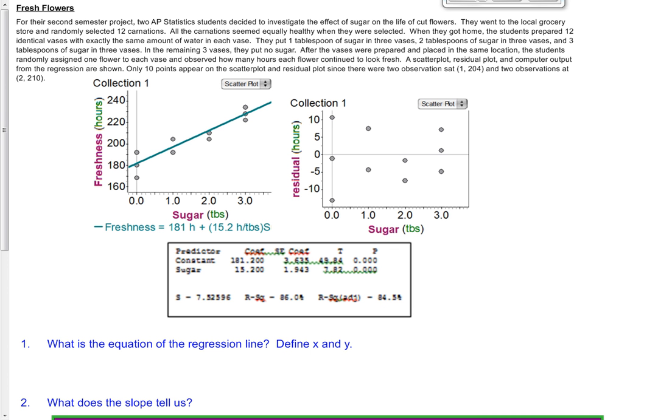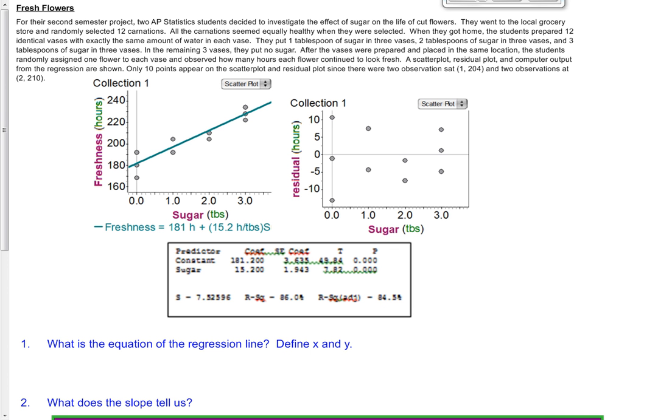They went to a local grocery store and randomly selected 12 carnations, and all the carnations seemed equally healthy when they were selected. When they got home, the students prepared 12 identical vases with exactly the same amount of water in each vase. They put 1 tablespoon of sugar in 3 vases, 2 tablespoons of sugar in 3 vases, 3 tablespoons of sugar in 3 vases, and in the remaining 3 vases, they did not add any sugar at all.